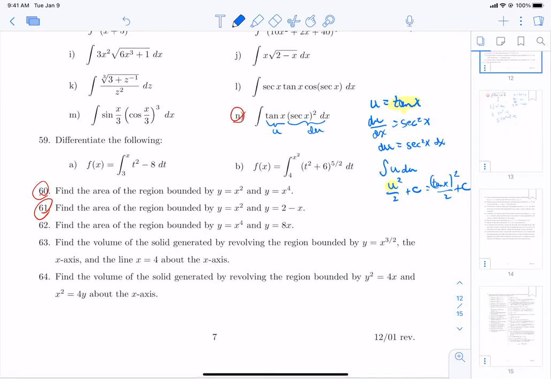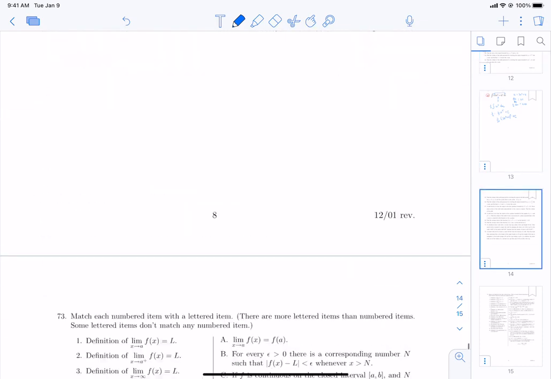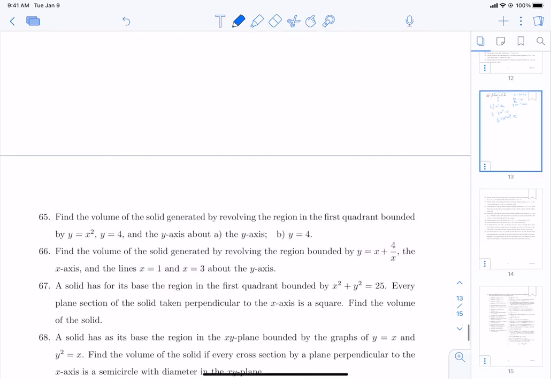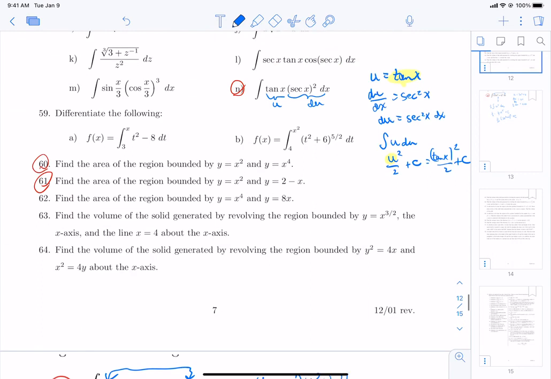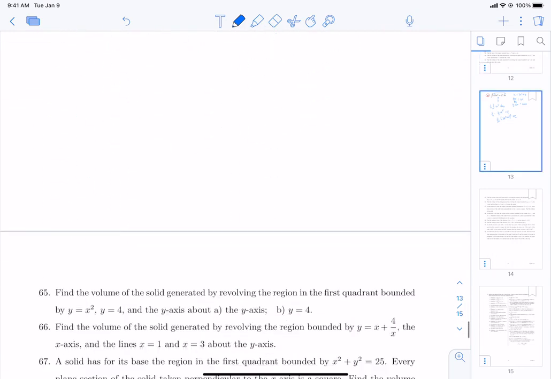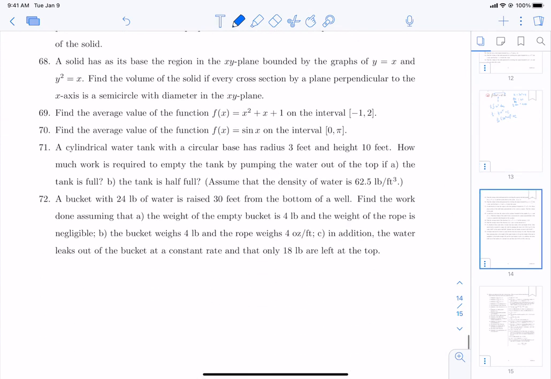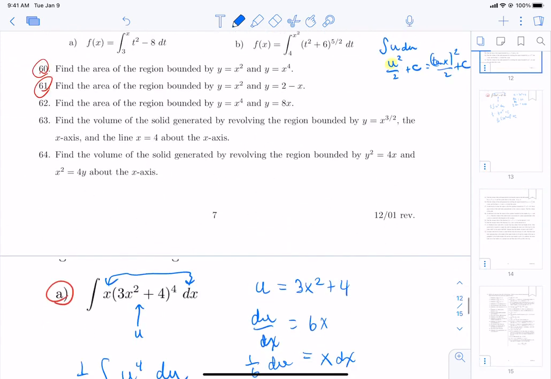Okay. Let's keep going. What's after 60 and 61? Did I pick any other ones? 61 are the last ones. What? Mine goes to 73. No. The ones I circled in red. You can still do the ones at 73. Okay. So we'll do 60 and 61 now.